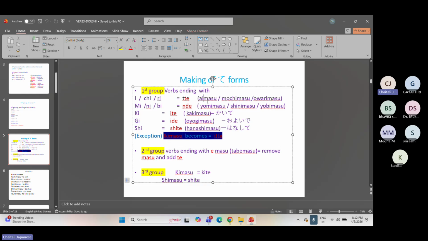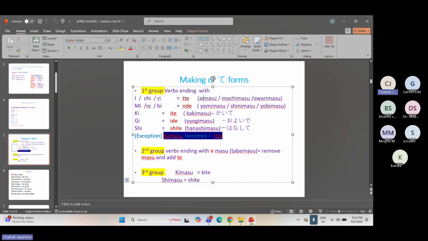it is going to be replaced with double te. So can anyone tell me what will imas be? What will be the te form of imas? You remove i and you add double te. So it will be itte. Perfect. Itte. Mochimas will be motte and owarimas will be owatte. Are we clear, everybody? These are the subgroups in your first group. Okay. Group 2 and group 3 are pretty straightforward. This is group 1. Group 1 has subdivisions.